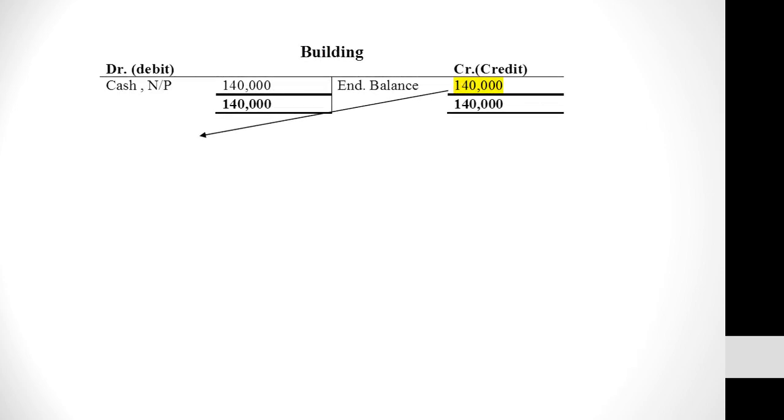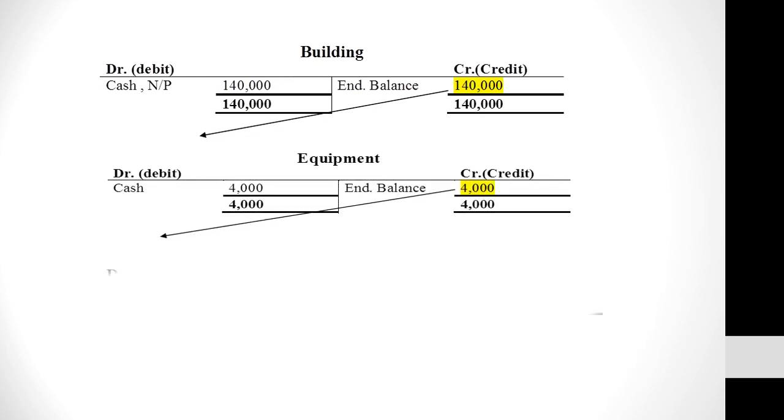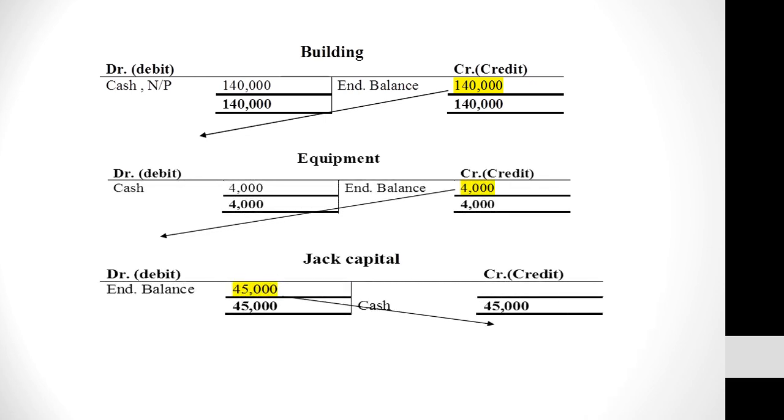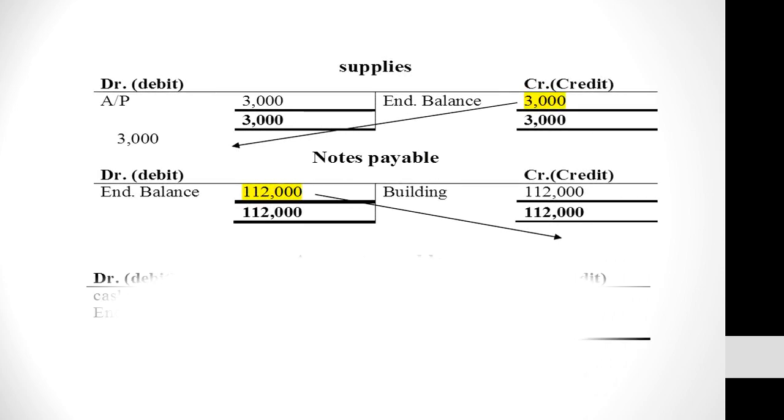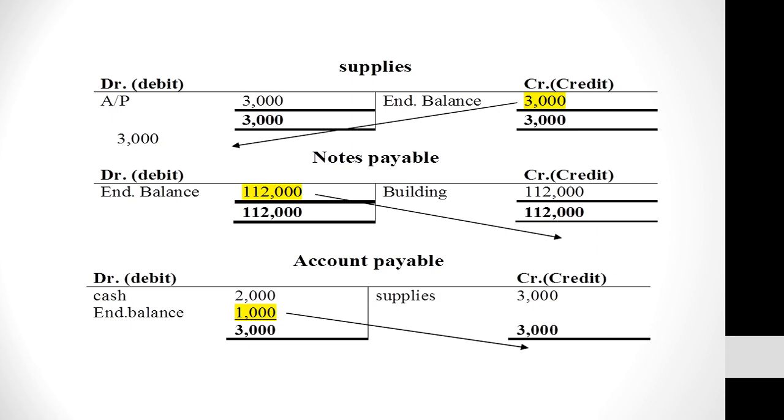I'm going to continue doing this for all the accounts we have: for building, for equipment, for Jack Capital. I'm gonna transfer and post all the figures of these accounts from the journal to their place within the ledger. We keep doing this for supplies, notes payable, accounts payable. But let's see how we calculate the balance, for example, for the accounts payable.